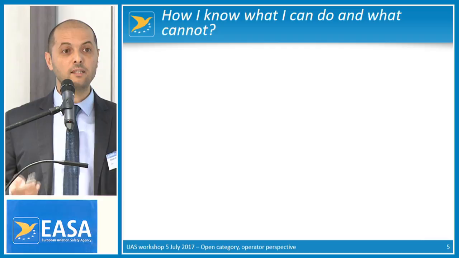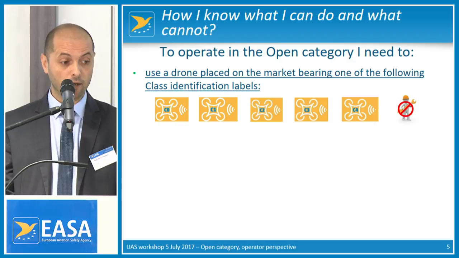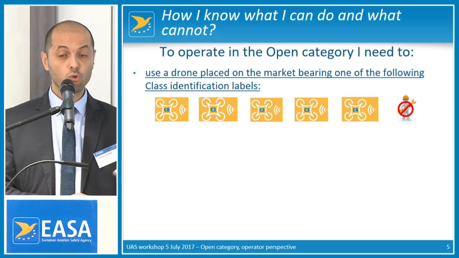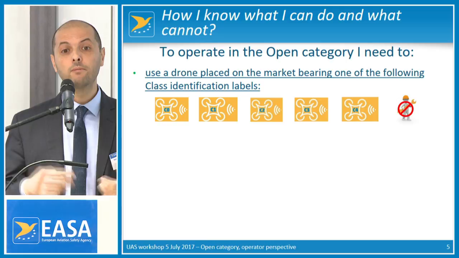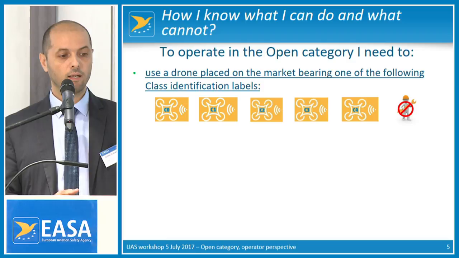First of all, when I buy a drone, it must bear a class identification label. So for each drone, there will be this identification label, as seen in the presentation, defining its class, from C0 to C4. This is a new label that we are just proposing. And it's important that you don't modify the drone, otherwise it will lose this CE marking, and it will not be able to be operated with the limitations that I will explain later.